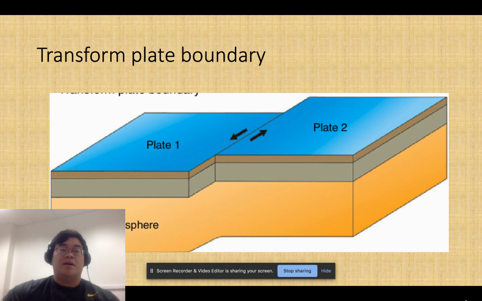Okay, so that's it for this assignment right now. It was quick and easy. Next time when we meet up, we're going to talk a lot more about how plate tectonics works. But it's good for you to model these three types of plate boundaries.